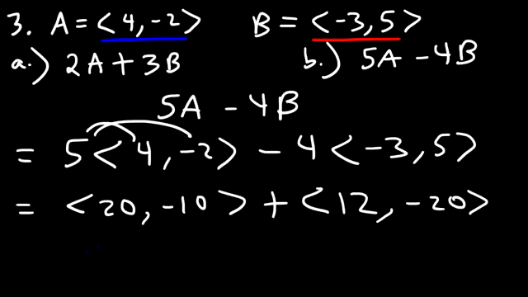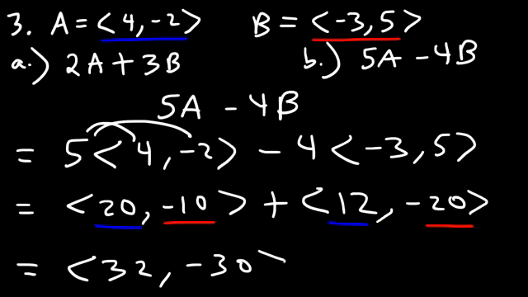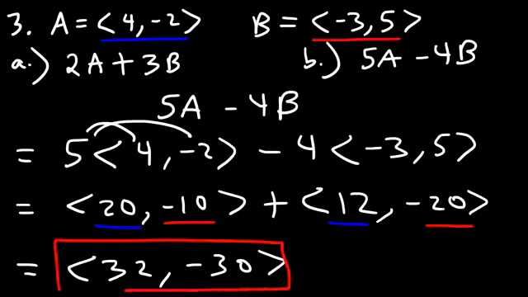So now let's add the corresponding x components together. 20 plus 12 is 32. And -10 plus -20 is -30. And so this is the answer. 5a minus 4b is equal to 32, -30. That's it.